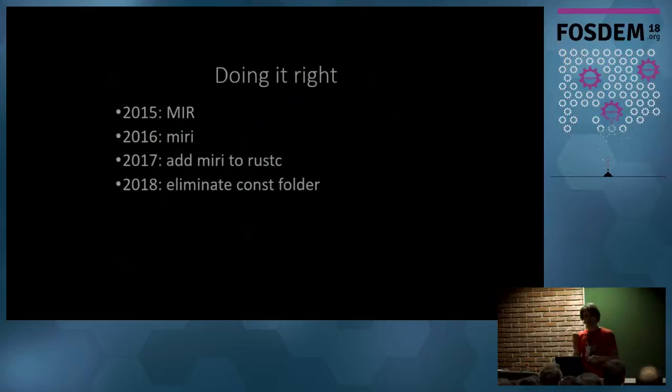So last year I added Miri to rustc as an experiment where we were running the old const evaluator next to the new one and comparing them. So just to make sure we're not introducing any weird stuff that we don't want to have. Because right now we just want to get the new Miri so we can get new features in the future, but we don't want to break anybody's code. So that was running well in December.